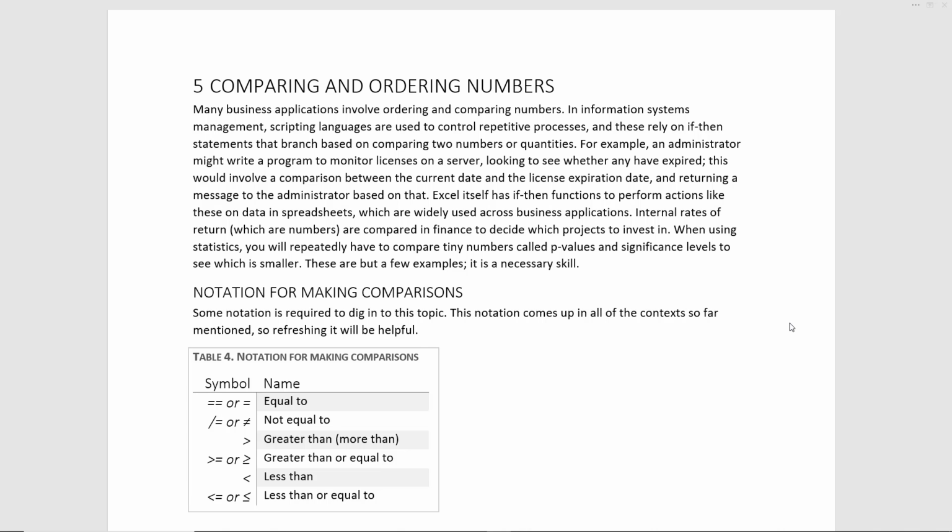Welcome to this video on comparing and ordering numbers. Many business applications involve ordering and comparing numbers. This is why this video exists, because you'll be doing a lot of this type of thing.